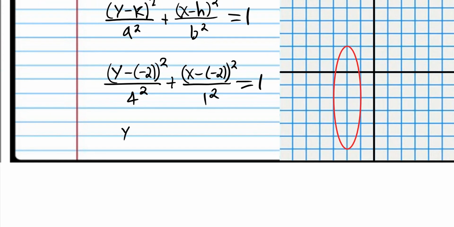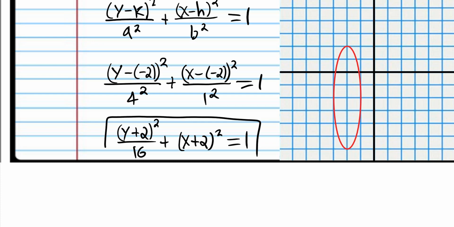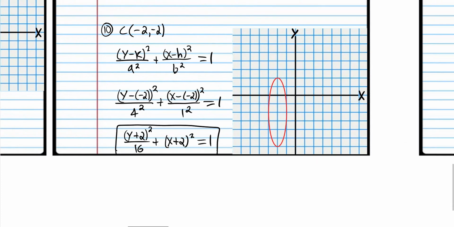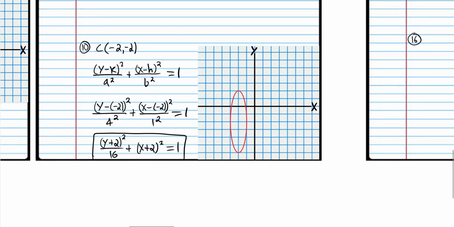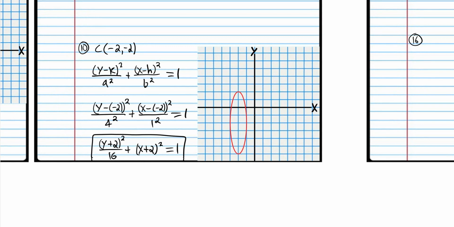And so now we can write the final form. We have y plus 2 squared over 16 plus x plus 2 squared over 1, and we don't really have to write over 1, is equal to 1. And there you go. Okay, so notice that the bigger orange number is now under the y term, whereas the smaller yellow number is under the x term. So when the bigger number is under the y term, that means that your major axis is going to be vertical.